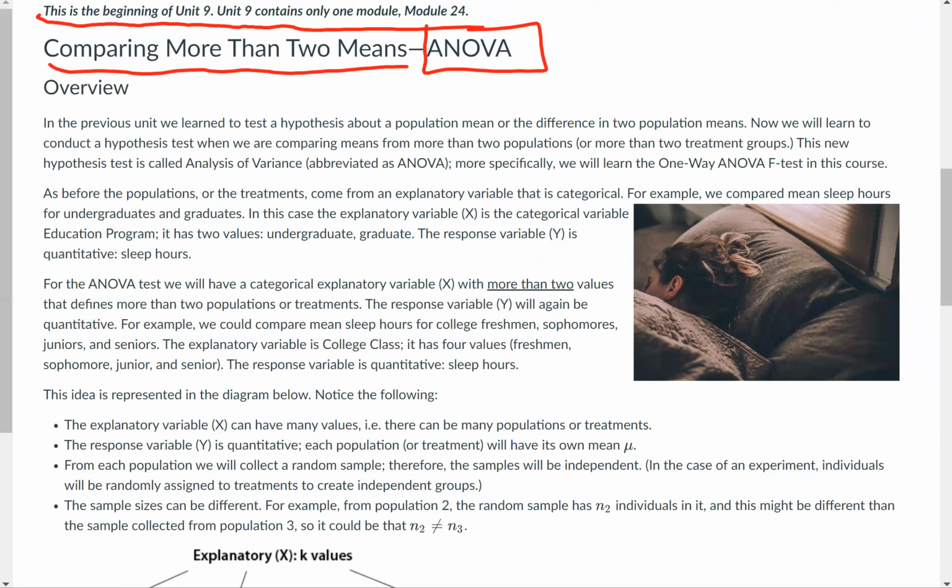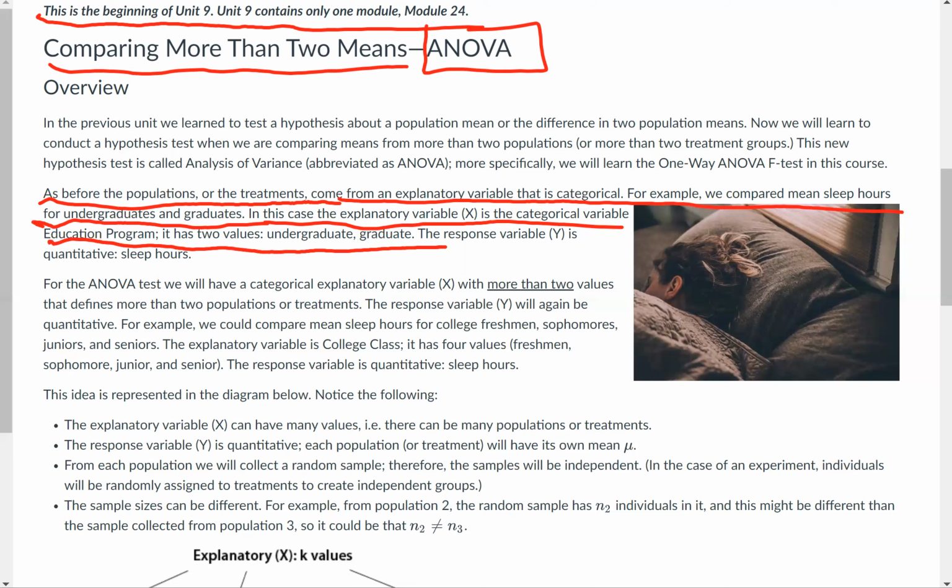Before, we've talked about comparing two means by looking at their differences and graphing those and seeing if it's a normal distribution and all that using hypothesis tests. But here, as before, the populations or the treatments come from an explanatory variable that is categorical. So that'll stay the same. For example, we compared mean sleep hours for undergraduates and graduates. That's two different means, one for undergraduates, one for graduates. In that case, the explanatory variable X is the categorical variable education program. It has two values, undergraduate and graduate. The response variable Y is quantitative, sleep hours. It would be a number.